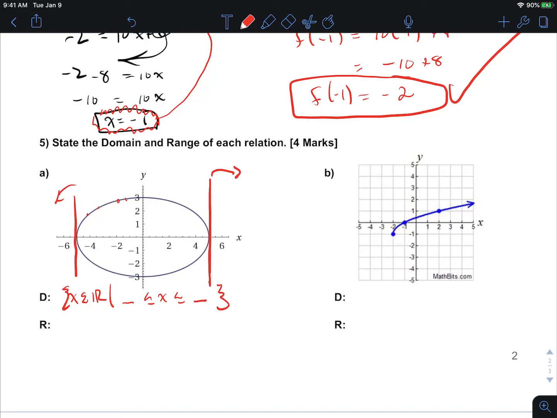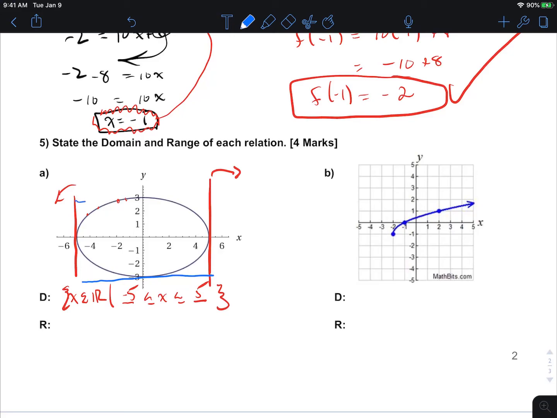So what values of x? At -5 and +5. And then to read that, you're going to go x has to be greater than or equal to -5, but x has to be less than or equal to 5. And then to do the range, it's the exact same thing.